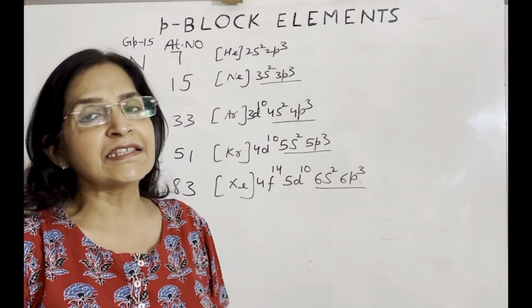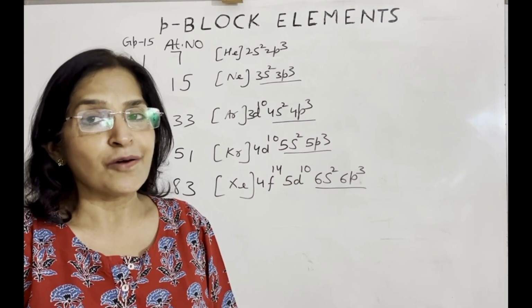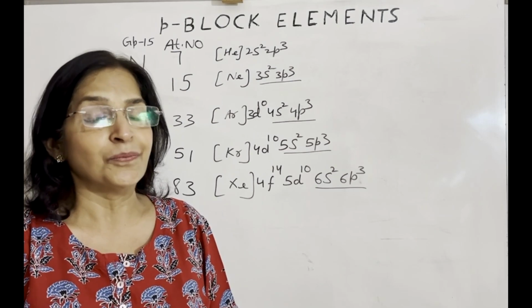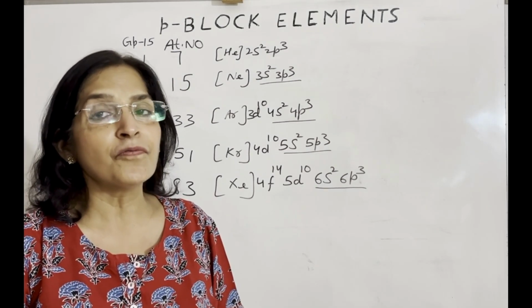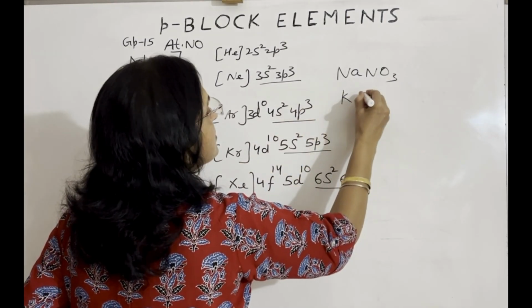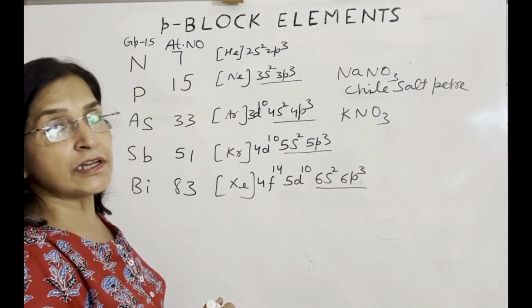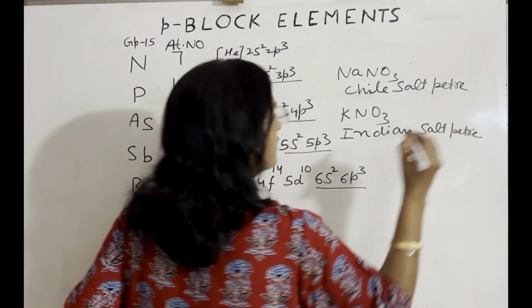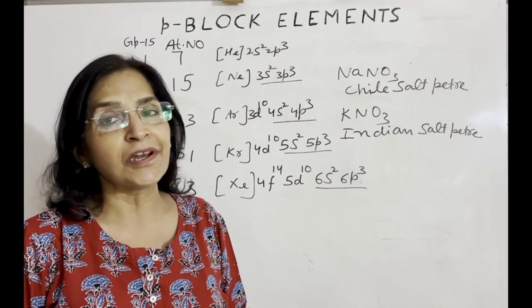Now occurrence of these elements in nature. In atmospheric gases, nitrogen is about 78% by volume. Nitrogen also occurs in the combined state in the form of nitrates, such as sodium nitrate and potassium nitrate. Sodium nitrate is also called Chile saltpeter and potassium nitrate is called Indian saltpeter. Nitrogen is also present in amino acids, in proteins and nucleic acids.